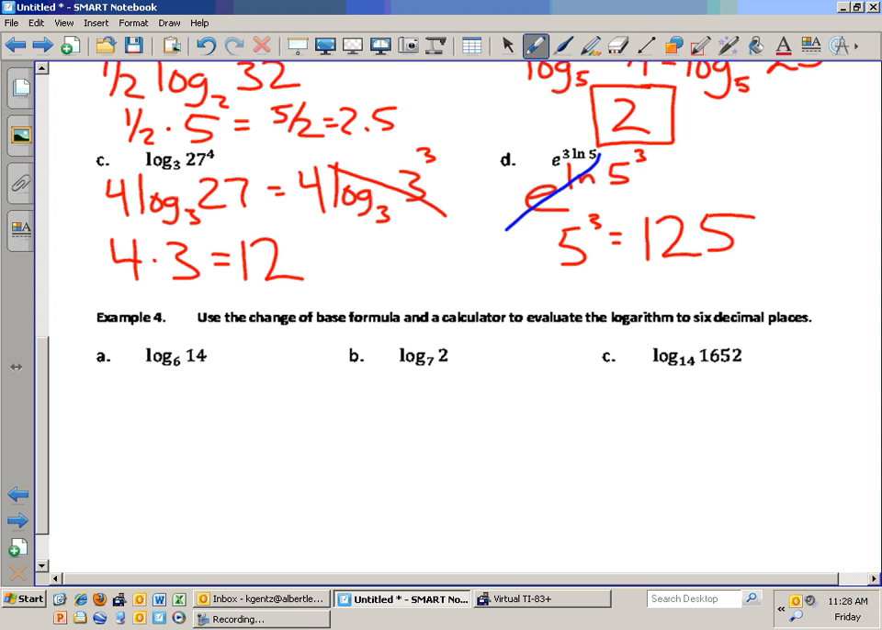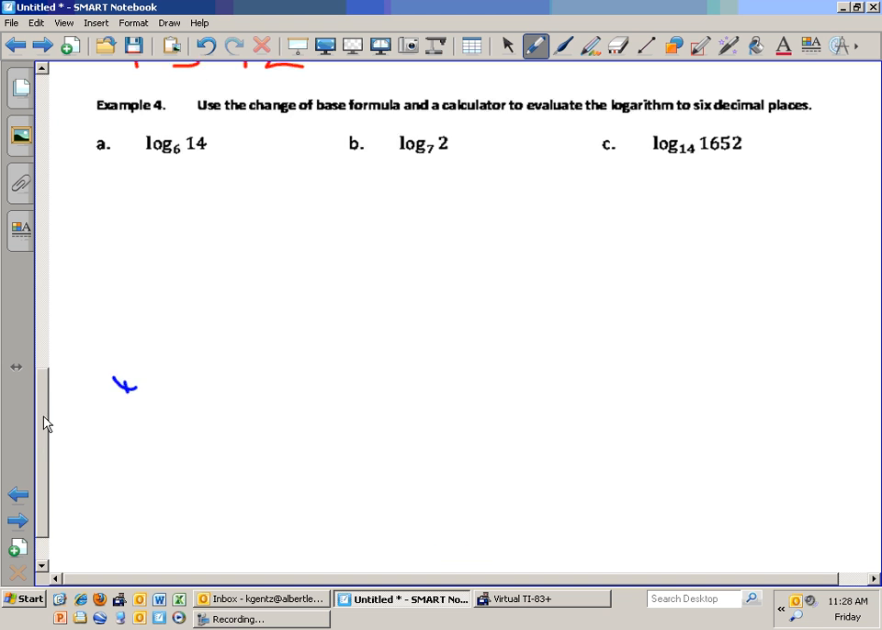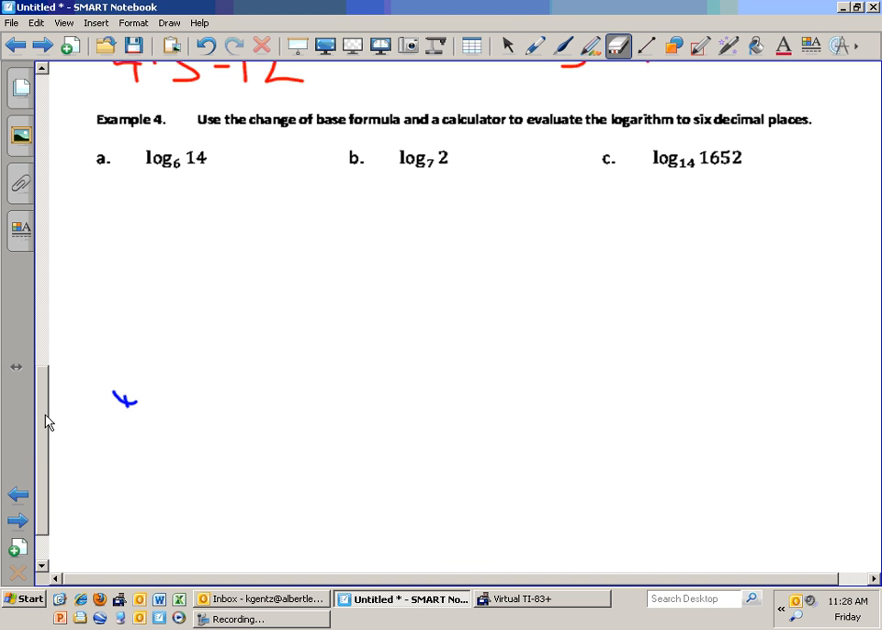Now, you need to have your calculator out if you don't for this last part. But you've learned all the properties about logarithms that you really need to know. Now you're going to learn how to make good use of it. Please interpret for me what this means. What does log base 6 of 14 mean?